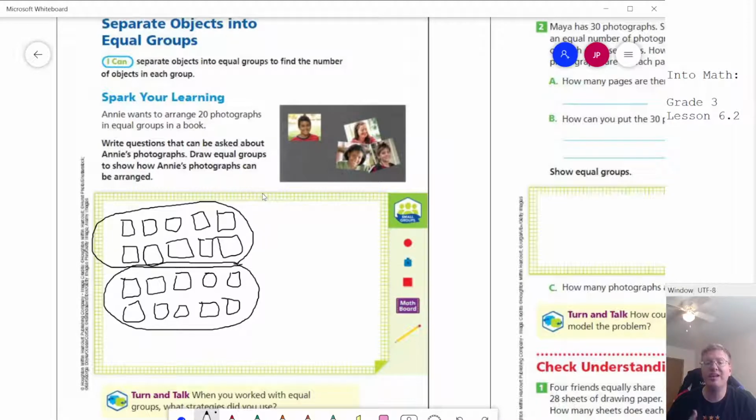So we have lots of different ways that we could do this problem, and depending on how we circle the groups, it is going to change the number of groups and the size of each group. We'll talk about all the different ways that we could do that.